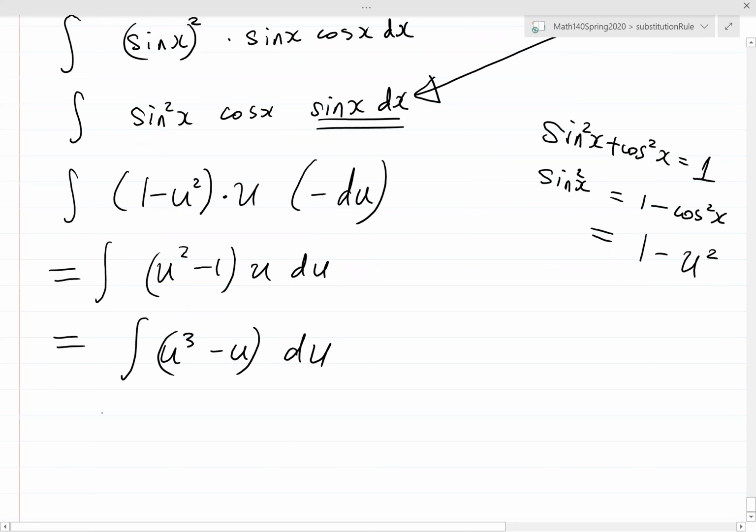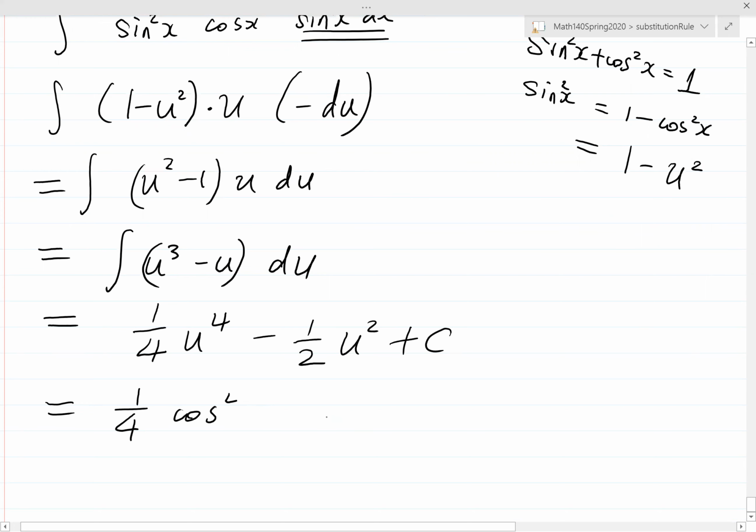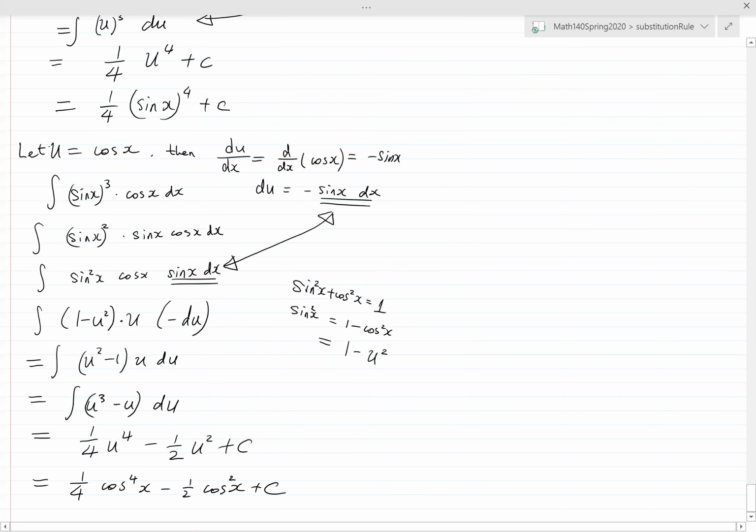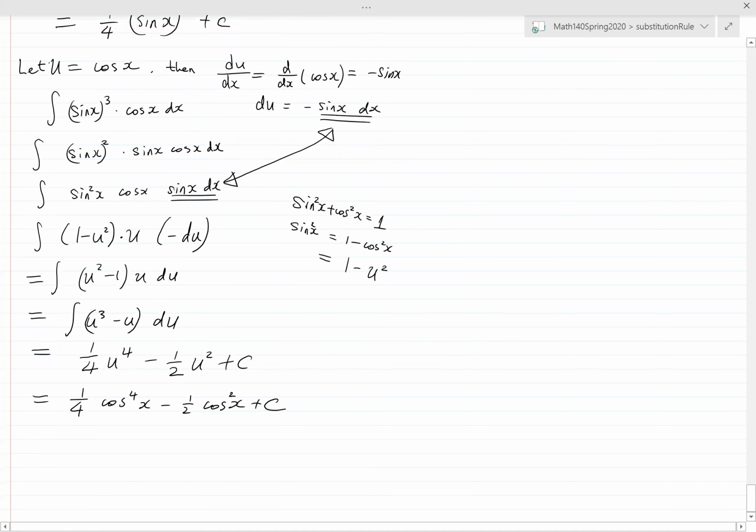And then apply the power rule. So you get a polynomial in u, and then apply the power rule. It's a quarter u to the power 4 minus 1/2 u squared plus constant c. And then retain the original variable. Although we used different substitutions, they both work in this example.